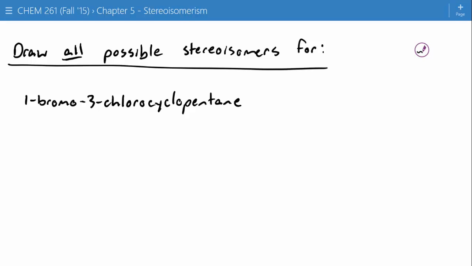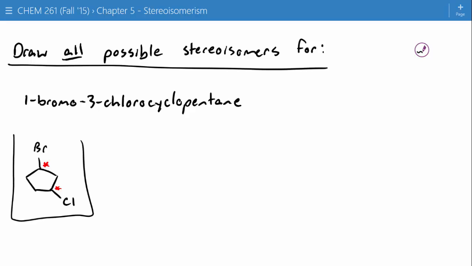And I'll give you guys a little running start here. So we've got 1-bromo, and then we've got 3-chloro. How many stereocenters do we have? 2. Which means how many potential isomers do we have? 4. 2 to the second power equals 4 possible stereoisomers. So let's try to draw all of them. How many of you guys think you got it already? All right, I'll give you guys a couple more minutes.